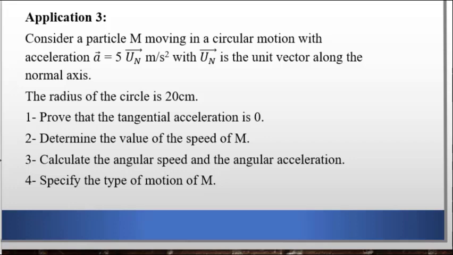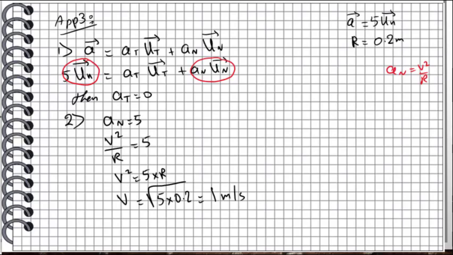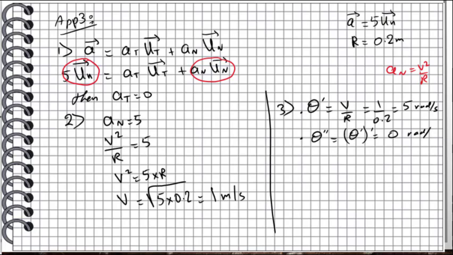Part 3. Calculate the angular speed and the angular acceleration. The angular speed is theta prime. I can find it from v over r. V was 1 and the radius was 0.2. The answer is 5 radian per second. And the angular acceleration is simply the derivative of the angular speed, and the derivative of a constant is 0 radian per second square.